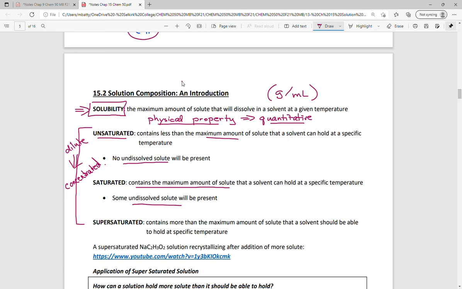Supersaturated, somehow, and I'll say why in a minute, somehow you can convince a solvent to hold more solute than the solubility number defines. And you can do that by changing the temperature. Up here it says at a given temperature. So if you increase the temperature, you can increase that concept of solubility. Now, when you cool it down, things could come back out of solution.